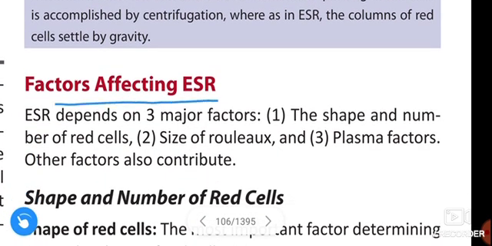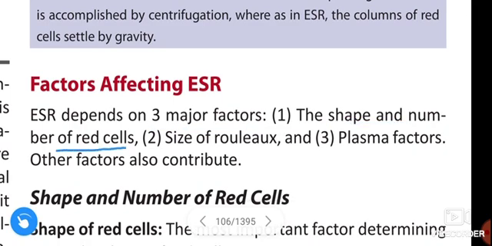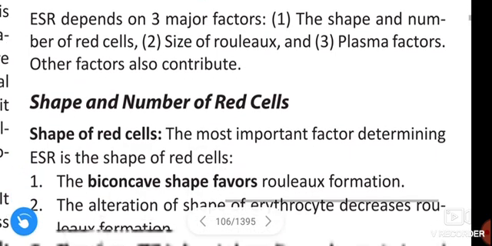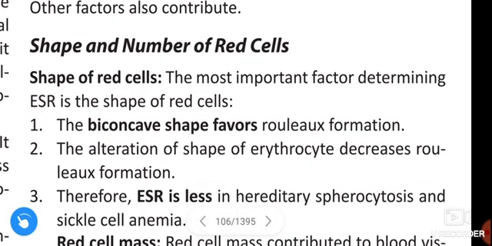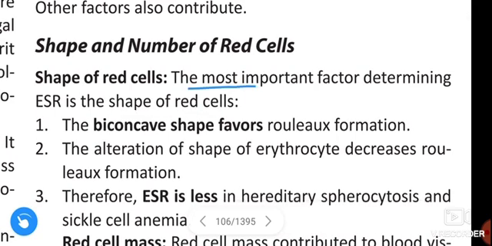Next, factors affecting the erythrocyte sedimentation rate. Erythrocyte sedimentation rate depends on three major factors: shape and size of the red cells, size of the Rolex, and plasma factors. And other factors also contribute. First, shape and number of red cells. The most important factor determining the erythrocyte sedimentation rate is the shape of the cells.